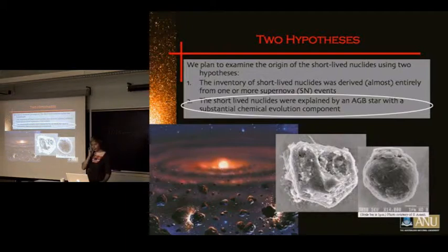We like this idea because, well, there's lots of reasons that it's not so ridiculous that AGB stars contributed to the radioactive inventory of the solar system. We find lots of AGB debris in meteorites.